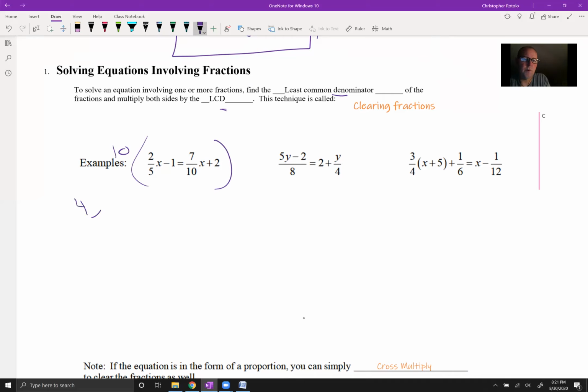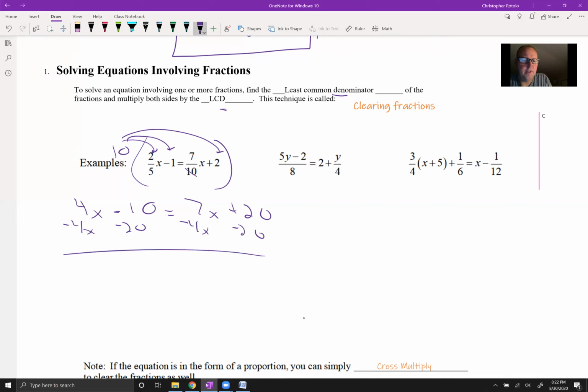So it becomes 4x minus 10, because I do have to distribute to every single term in here. This 10 divides out with the 10, so now it's 7x plus 20. Don't forget the very last term. So we get to solve some of these. We're going to move our x's on one side and everything else on the other. So here I might choose to subtract 4x and subtract 20 while we're doing it. So I get 3x equals negative 30. x is negative 10.